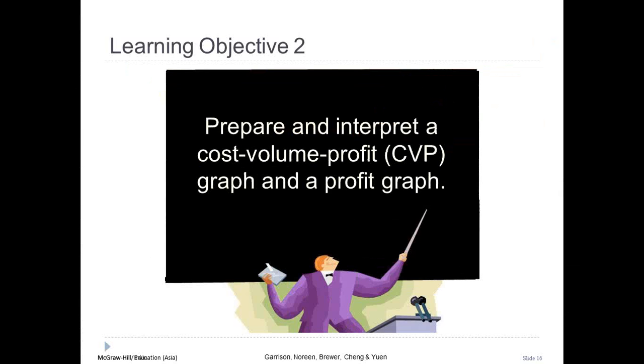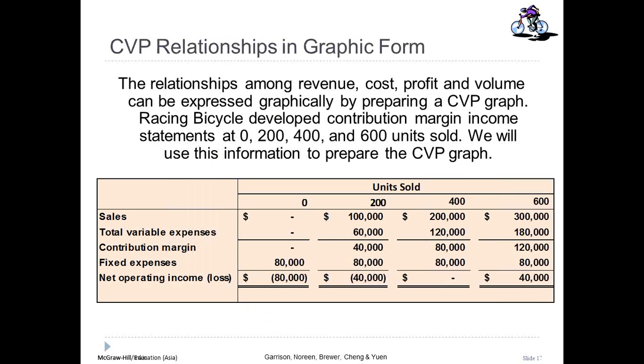Now, learning objective number 2. Now that we are comfortable with cost, volume, profit, let's put it in a graph and also create a profit graph. These provide great perspectives for management. So here we go. It's the same racing bicycle company.